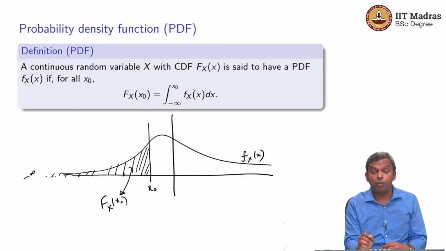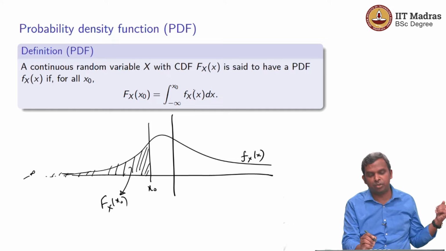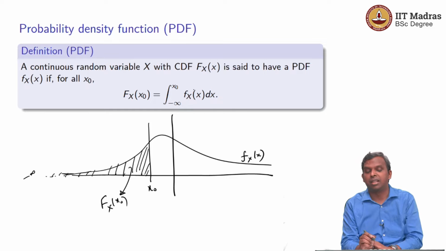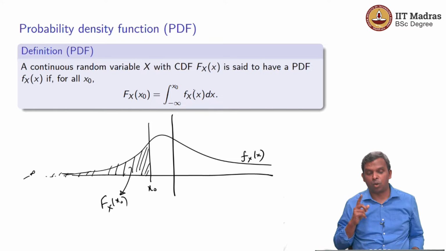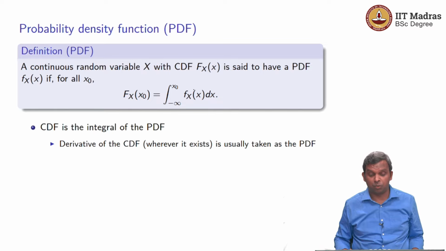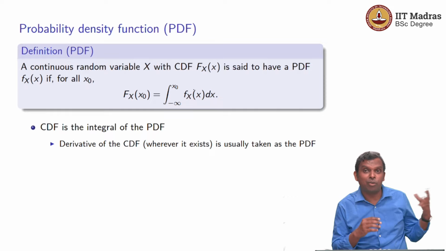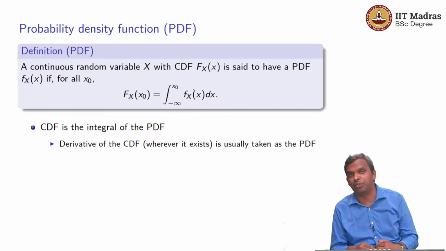If you can express the CDF as the indefinite integral from minus infinity to x naught of some other function, then that function becomes the PDF, the probability density function, of your continuous random variable. So the CDF is the integral of the PDF. Now what do I know from my basics of integration? The derivative of the CDF is going to be the PDF.